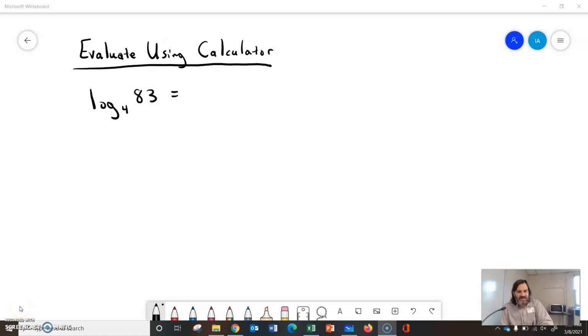Alright, so we're going to evaluate, using the calculator, the expression log base 4 of 83. If your calculator does logs of any base, that's fine. Just see if you get the same final answer I do.